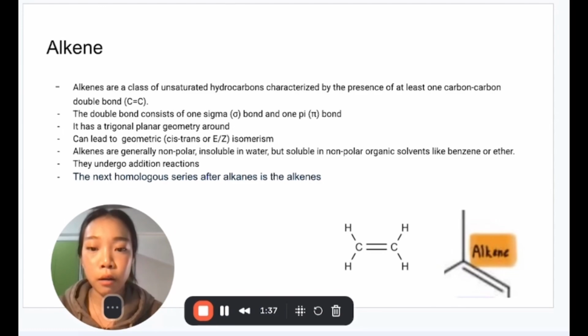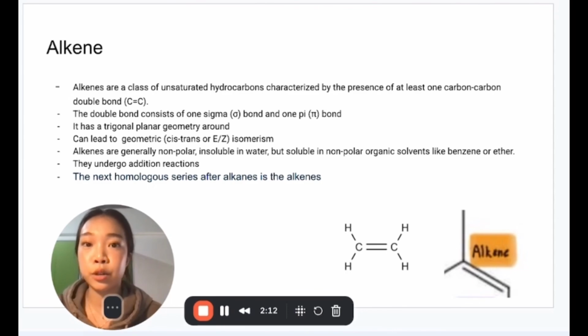And lastly, alkenes are unsaturated hydrocarbons which have at least one carbon-carbon double bond, and they consist of 1 sigma and 1 pi bond, and they have a trigonal planar geometry, which can lead to geometric isomerism because the 2 carbons are fixed and they cannot rotate. They are nonpolar, insoluble in water, and they undergo addition reactions. And they are the next homologous series after alkanes, and they have the general formula of CnH2n minus 2.